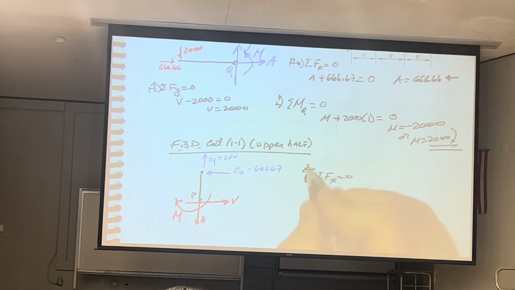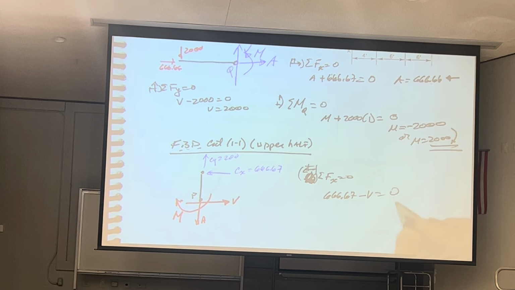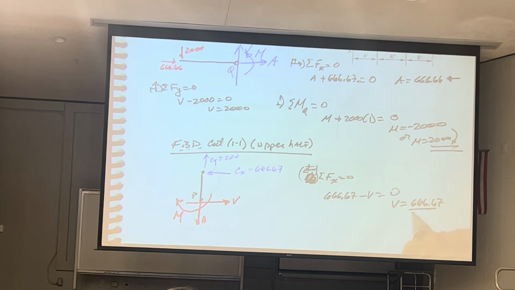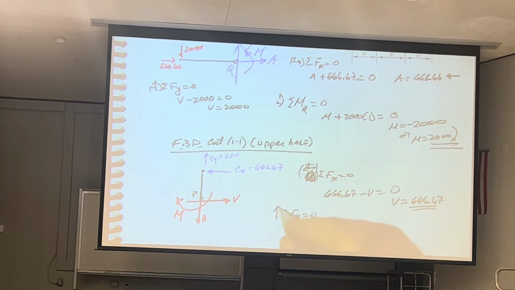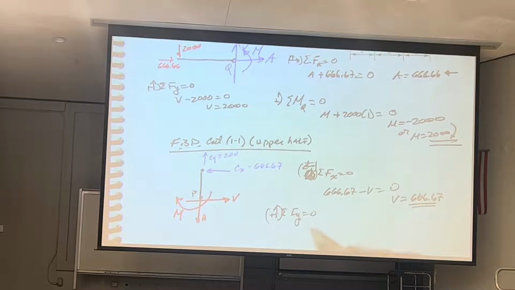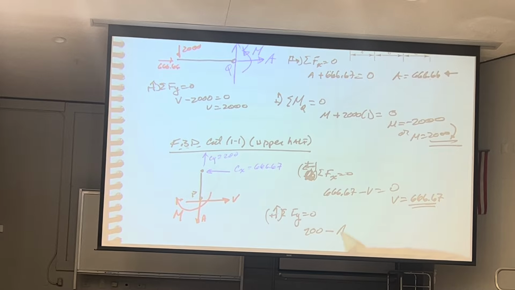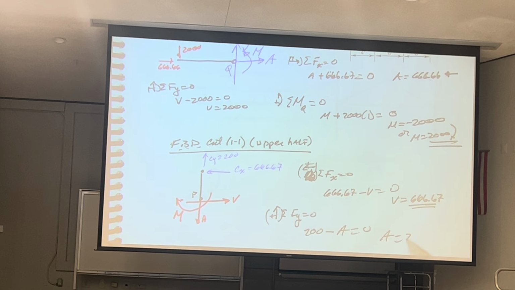Positive to the left. That's going to say 666.67 minus V equals 0. V is equal to 666.67. Sum forces in the y equals 0. Positive upward. 200 minus A equals 0. A equals 200.